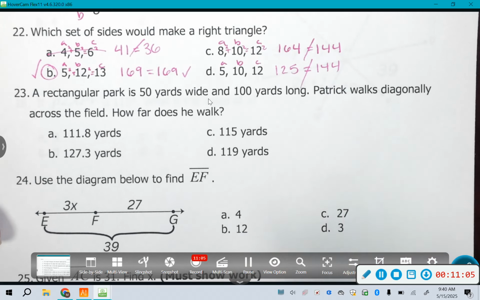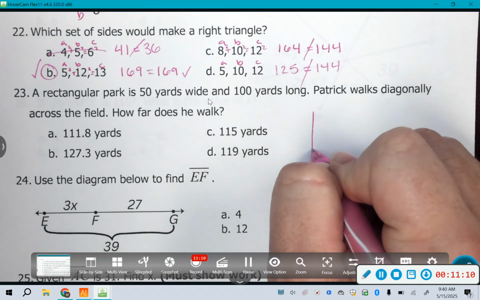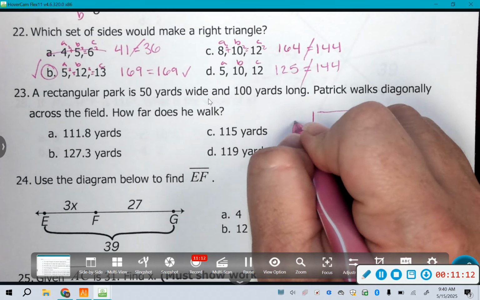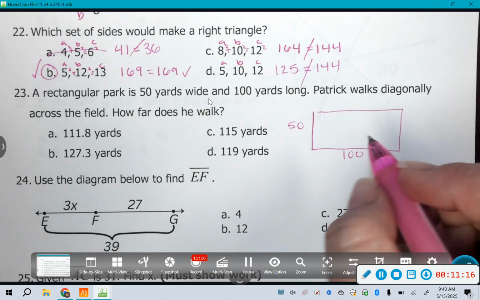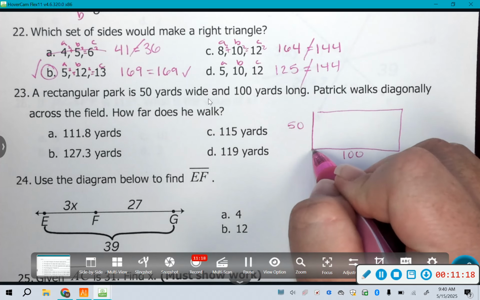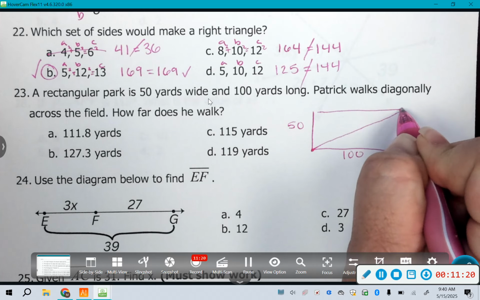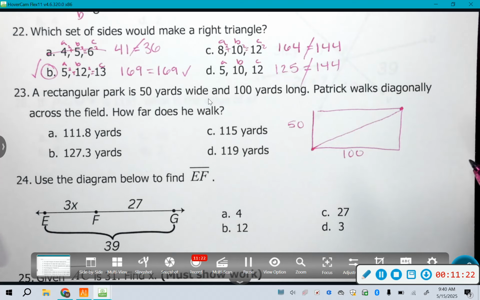Okay, 23 says a rectangular park is 50 yards wide. So I'm going to draw a picture. Rectangular park is 50 yards wide and 100 yards long. Patrick walks diagonally across the field. So diagonal means one corner to the opposite corner. Okay, and it wants to know how far he walked.